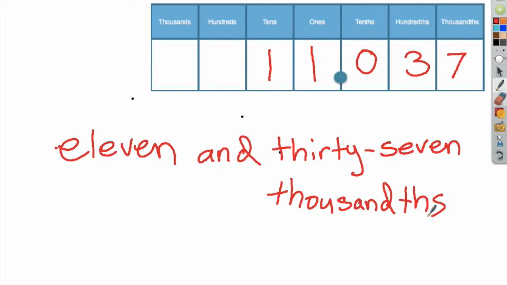I'm going to take this one step further. They don't tell me to take this one step further, but I'm going to try it because I think you guys are rock stars and you can get this. I want you to write that number on your desk right now like you would if you were doing a fraction. So instead of writing it out with the decimal, I want you to use your fractions and show me that. 11 and 37 thousandths.